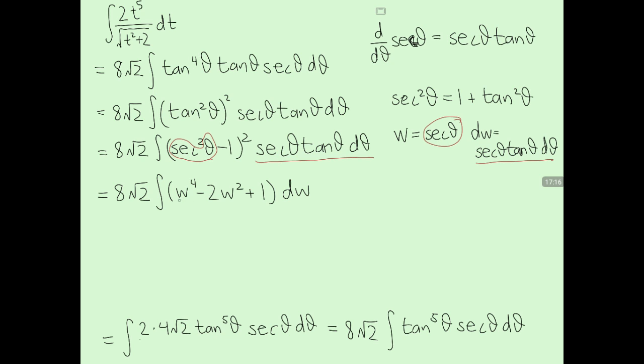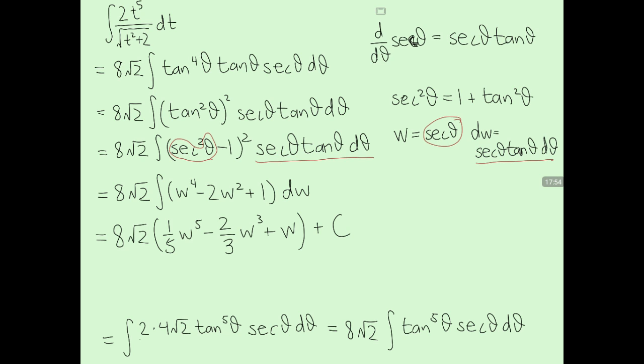So now we can finally take antiderivatives easily using the reverse power rule. So we have 8 root 2. The antiderivative of w to the 4th is 1 over 5 w to the 5th. And the antiderivative of 2w squared is going to be 2/3 w cubed. And the antiderivative of 1 is just w. And don't forget our constant of integration.